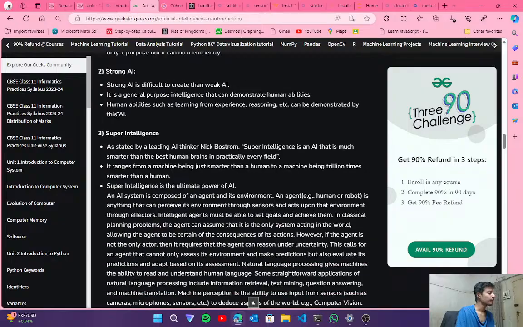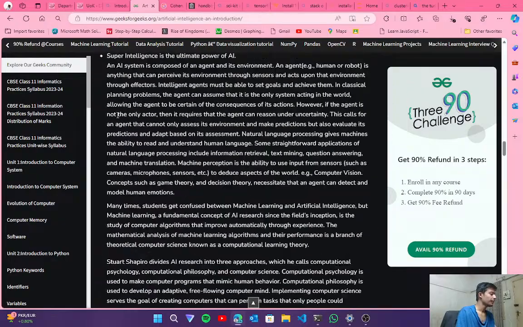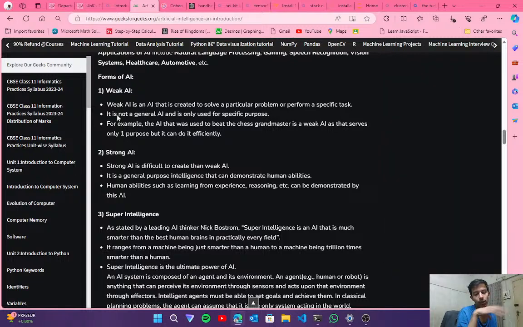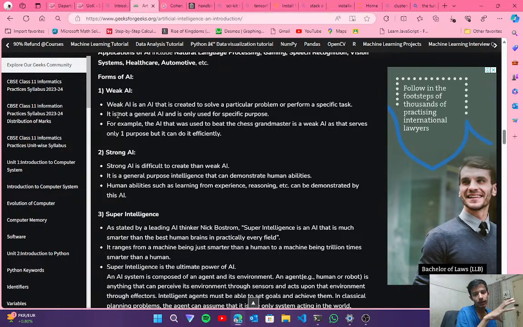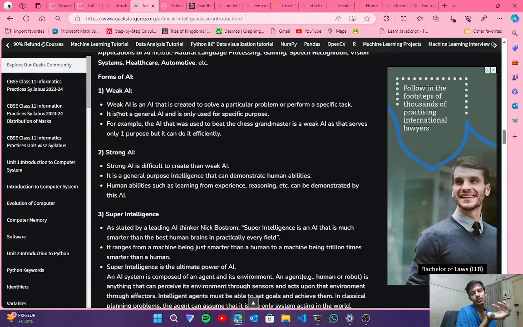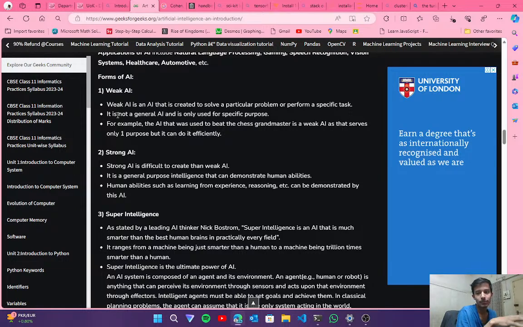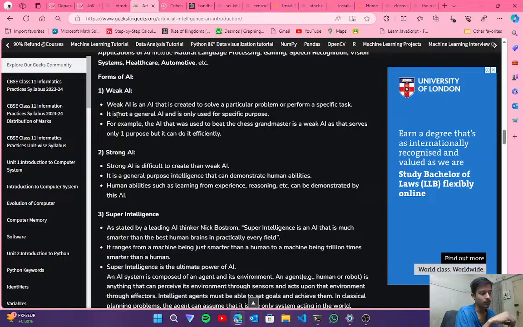Forms of AI. There are multiple forms of AI: weak AI, strong AI, and superintelligence. It is differentiated on how much data is given. Weak AI usually has less data, strong AI has more data, and superintelligence is where a machine can learn on its own. It has been given some data, but as it makes decisions, it learns where it is making mistakes, or maybe asks for feedback or something like that.